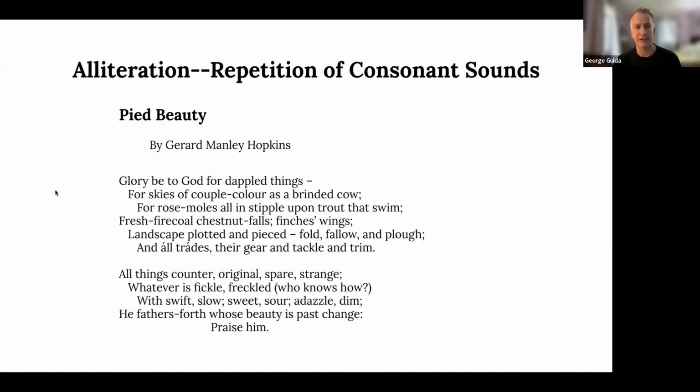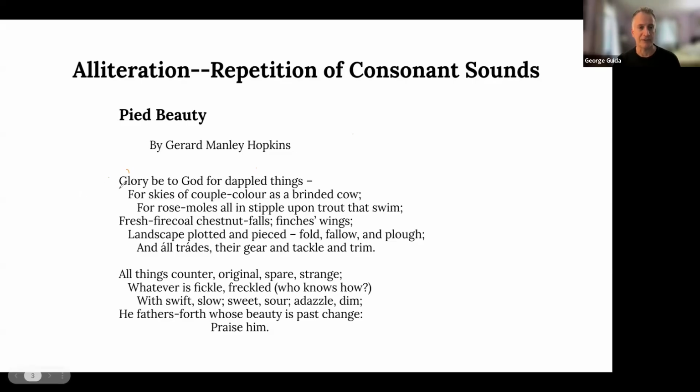Glory be to God for dappled things, for skies of couple-color as a brinded cow, for rose-moles all in stipple upon trout that swim, fresh-firecoal chestnut-falls, finches' wings, landscape plotted and pieced, fold, fallow, and plow, and all trades, their gear and tackle and trim. All things counter, original, spare, strange, whatever is fickle, freckled, who knows how? With swift, slow, sweet, sour, adazzle, dim, he fathers forth whose beauty is past change. Praise him.